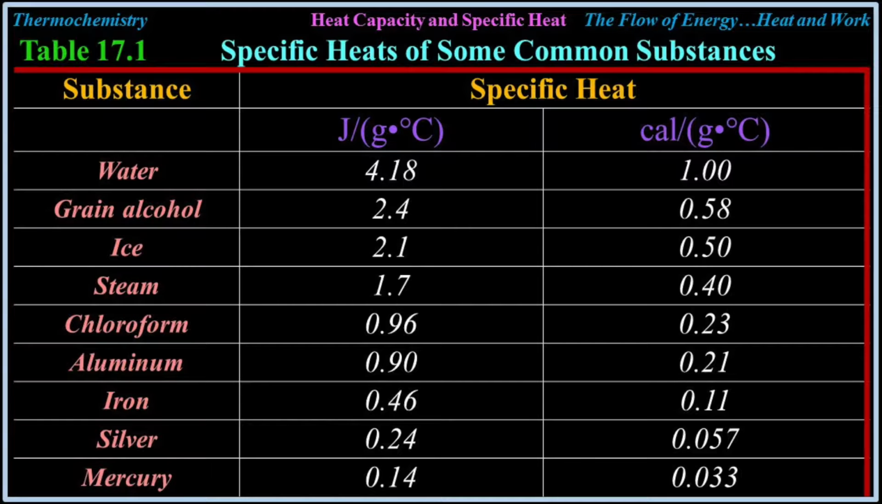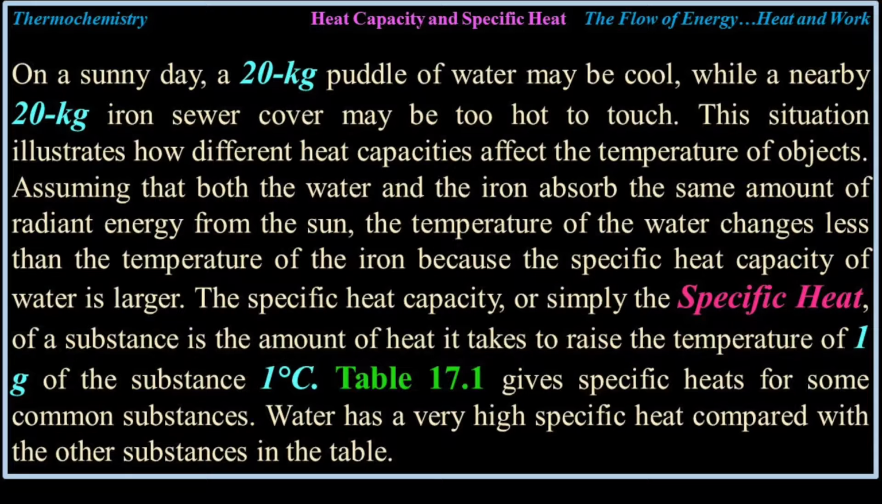Here's table 17.1 and some specific heat capacities in joules per gram degree Celsius and small c calories per gram degree Celsius. Look at iron and look at water and how different it is. On a sunny day, a 20 kilogram puddle of water may cool, while a nearby 20 kilogram iron sewer cover may be too hot to touch. This situation illustrates how different heat capacities affect the temperature of objects.